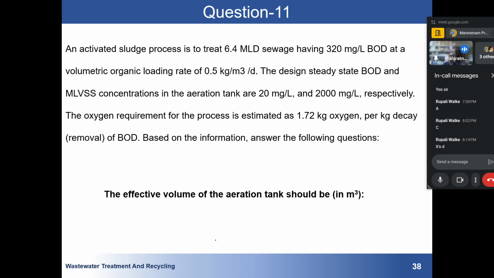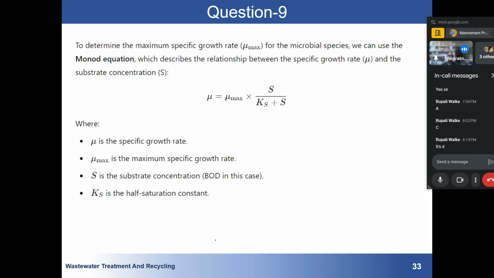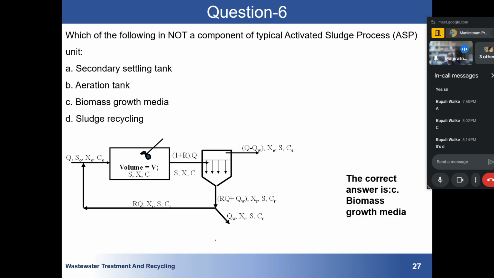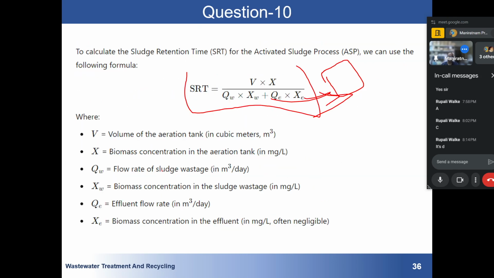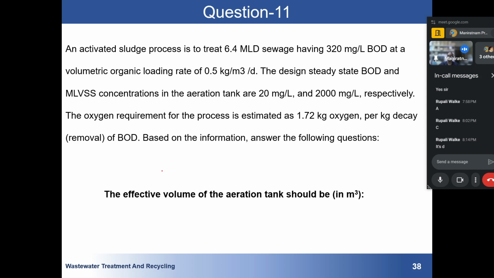I will give you 2 to 3 minutes. Just try to solve it. Use this figure, take a screenshot right now, and try to draw it. See what information has been given to you, and based on it, try to find out the volume of this tank. We have to find V. Take your time and try to solve it. The effective volume of the aeration tank should be in meter cube.